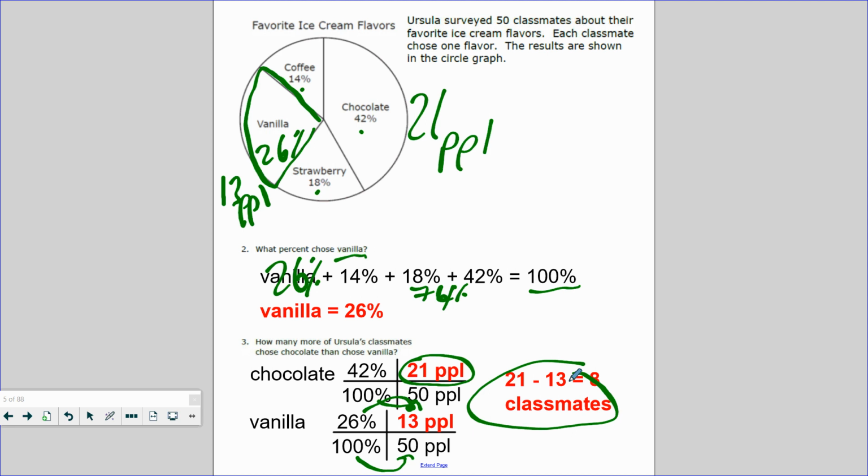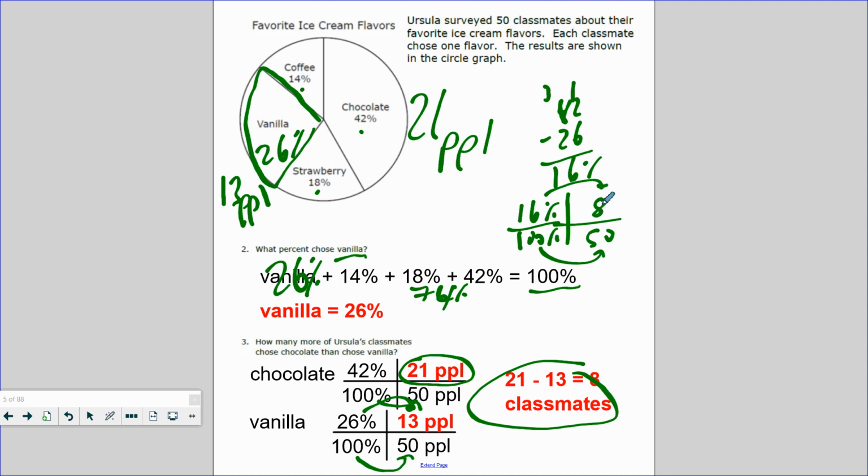Some of you may prefer another way. Here's a shortcut. Let's look at the percent. Chocolate is larger than vanilla by how many percents? 42 minus 26 is 16%. So it's 16% more chocolate than vanilla. How do you break it down to 50 people? Divide by 2, 8 people. So you can subtract the percent and find the number of people, or you can find the number of people for chocolate, find the number of people for vanilla, and subtract it.